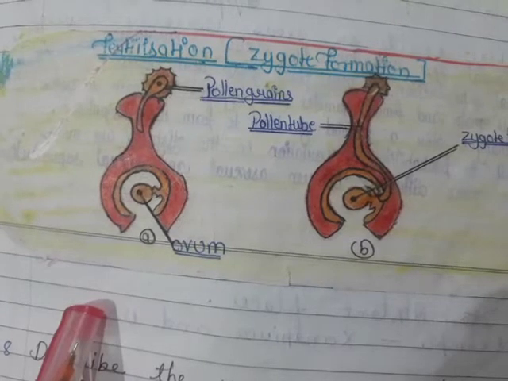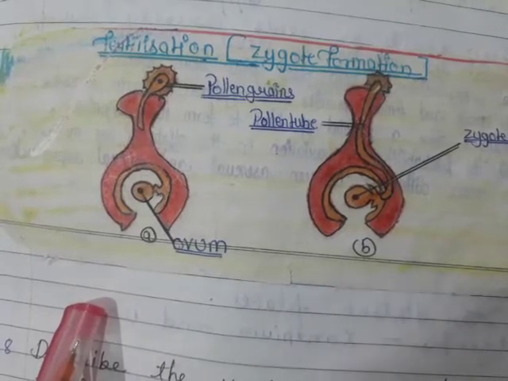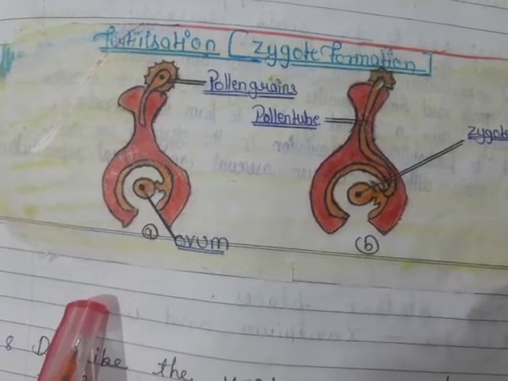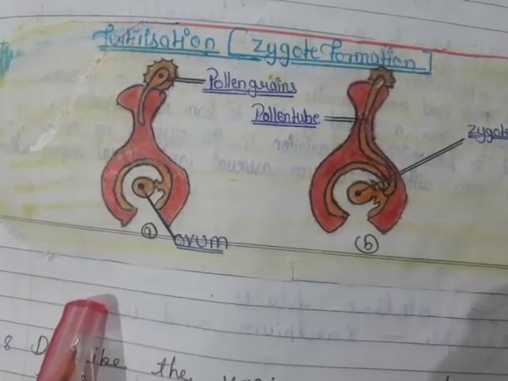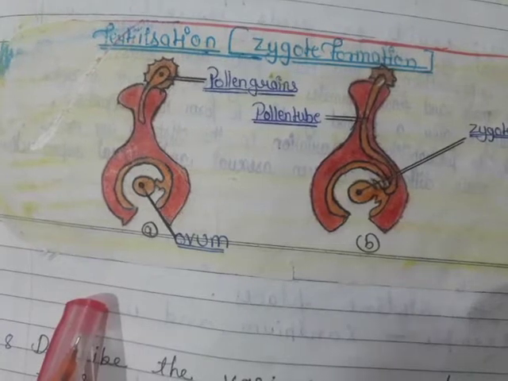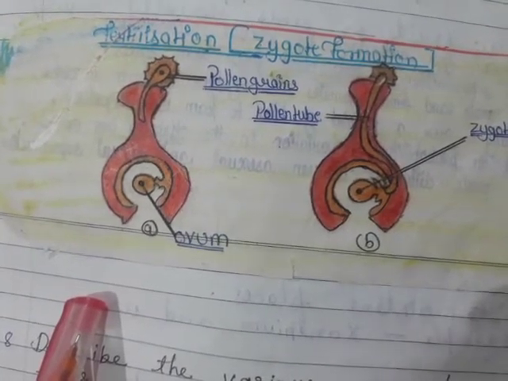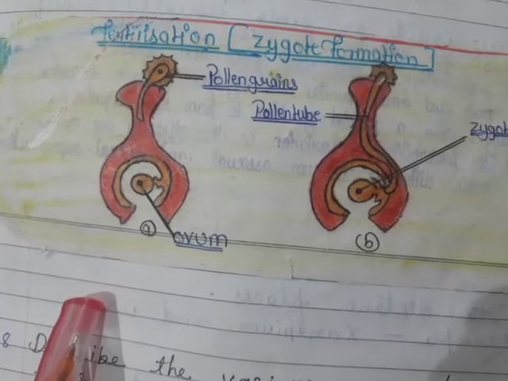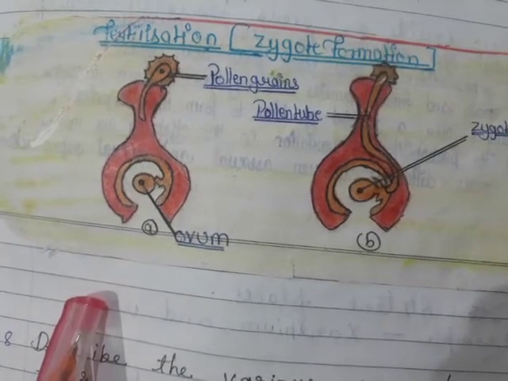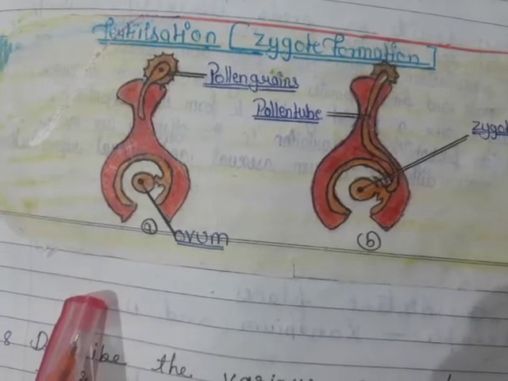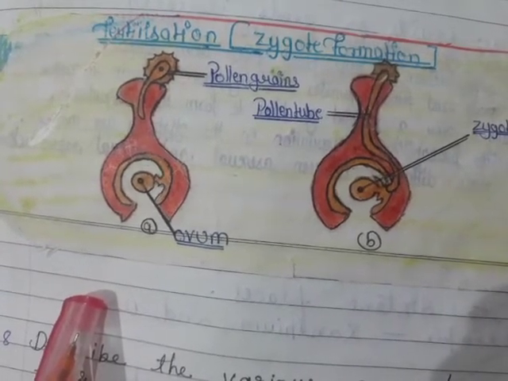Flower is the reproductive part of a plant. A flower may be unisexual, with either the male or the female reproductive part. A bisexual flower has both the male and the female reproductive parts. The male gametes are found inside the pollen grains and the female gametes are found in the ovule.